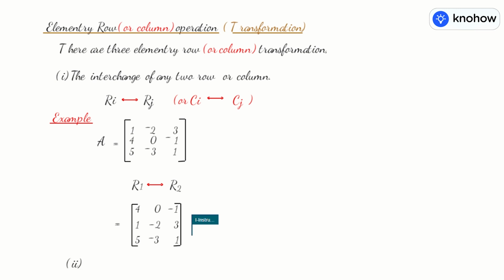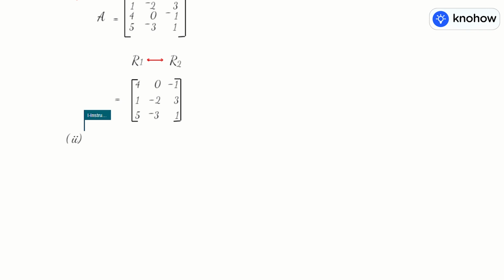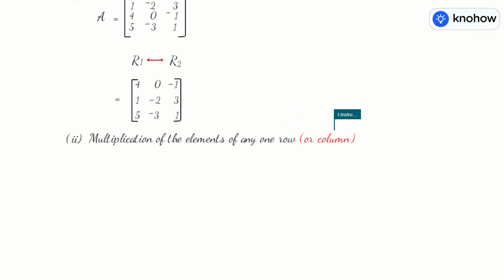The second is multiplication of the elements of any one row or column by a non-zero number. What do you mean by this?